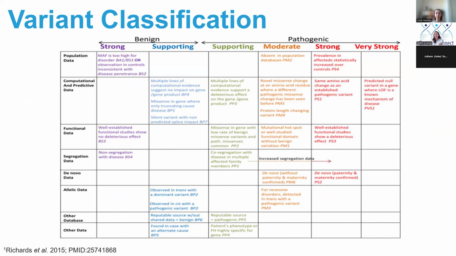To put this in more of a visual display, this is one of the tables from the 2015 guidelines. This table provides guidance on how to use different pieces of evidence when determining the classification of that variant. What pieces of information would move it to being very strongly associated with pathogenic, or what levels of evidence may make us feel very strong that it's not associated, it's benign.